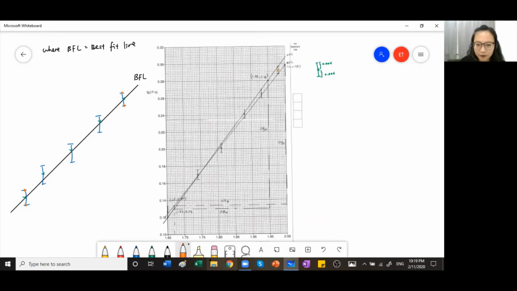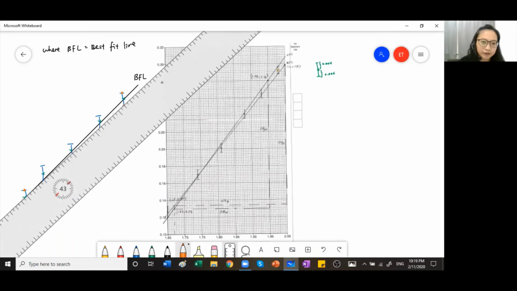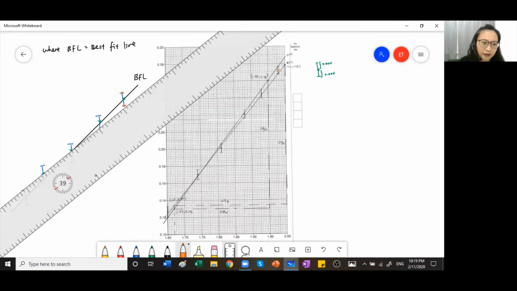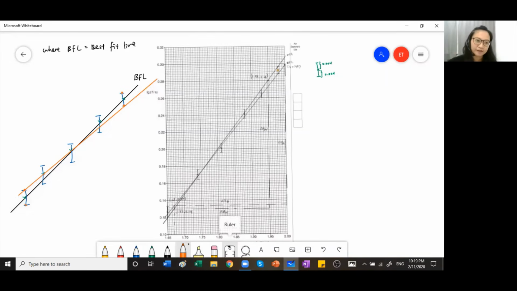So I'm going to use my ruler again. I'm going to tilt my ruler a little bit here. Because this is just a sketch, let's say this is my worst fit line that I'm supposed to draw. So I'm drawing my worst fit line here. Put back my ruler. Can you see that this is my worst fit line? It is passing through the error bars in between, the first and the last error bar, and I labeled it as worst fit line.